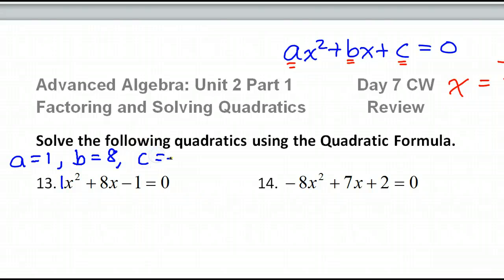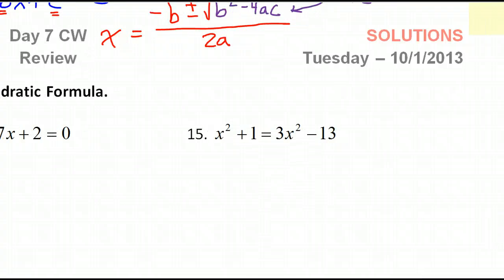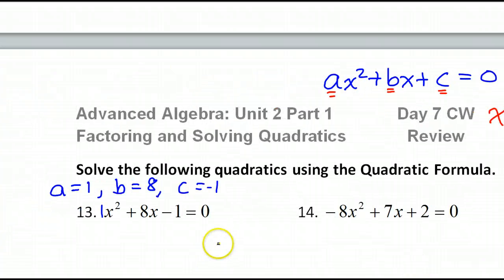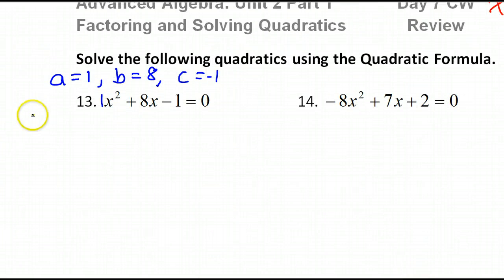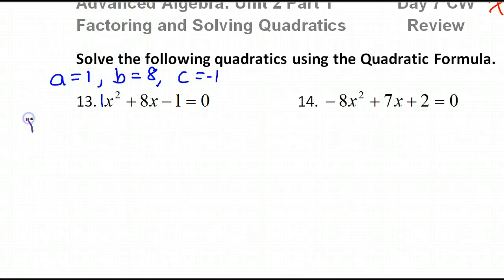And C is -1 because of that in the C position. Okay? So, I told you to calculate the discriminant first. The discriminant is b squared minus 4ac. Okay? So let's do that. Maybe I'll do that in purple. The discriminant is b squared minus 4ac.